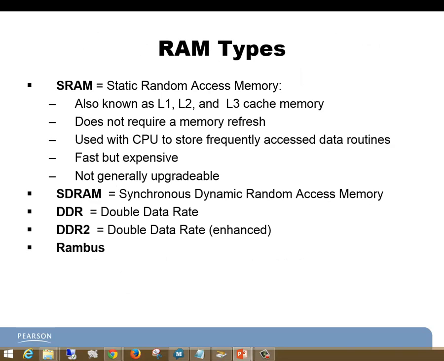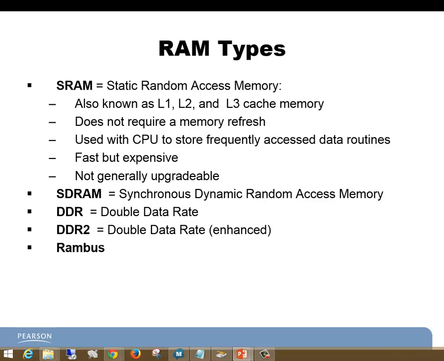So there's some different types of RAM. SRAM is one type, and that is the cache memory in the computer. It doesn't require a refresh, and it's very expensive, but it's very fast. Generally, the cache that's on your motherboard and processor is not upgradable. Other types are SDRAM and then DDR and DDR2. And finally, an older type is RAM bus.